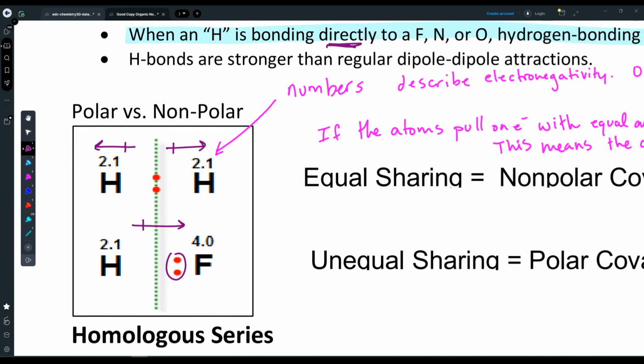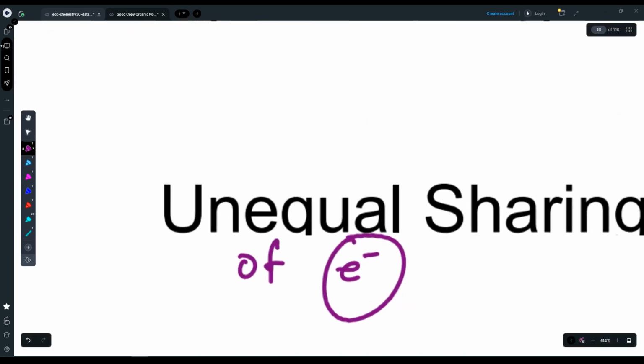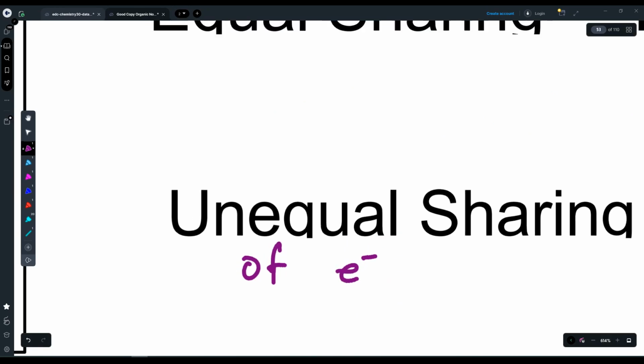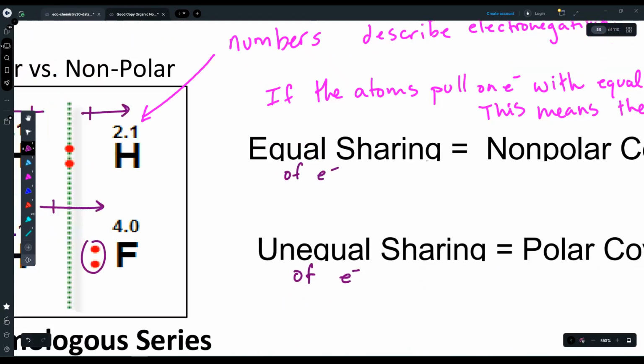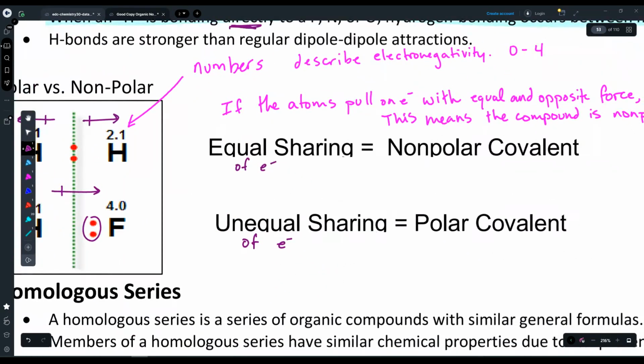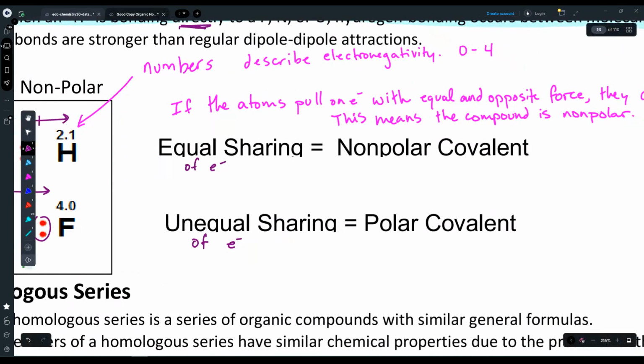Okay, so this would result in unequal sharing of electrons. I should be adding that in. This shorthand just means electrons, and I should add that in over here too. So if your electrons are unequally shared, you have a polar covalent bond. And again, covalent just means you have a bond between two nonmetals or two nonmetallic elements.